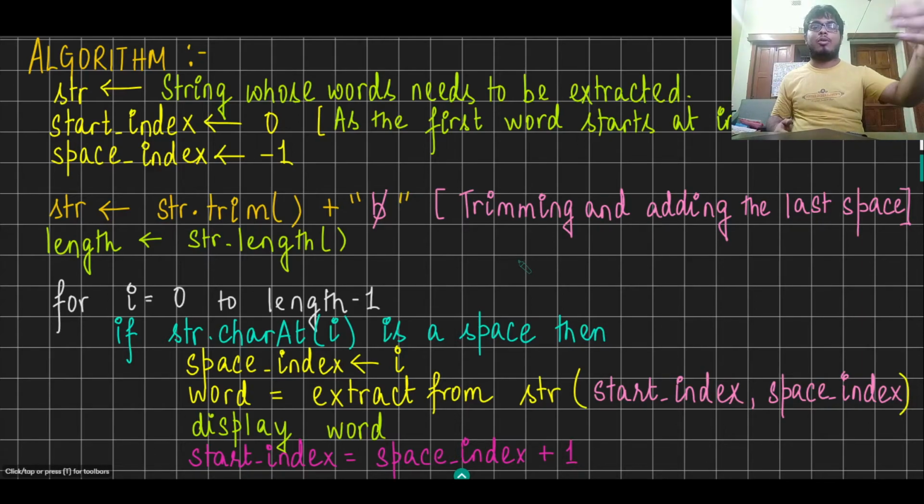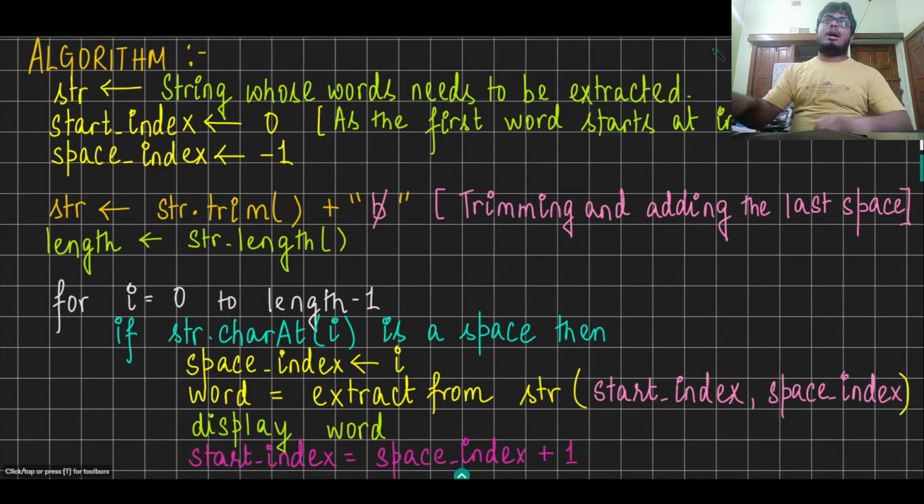So initially, for extracting the first word, we need to start extracting from the 0th index. Therefore, we initialize start index with 0. Now, at the very beginning, we don't know what our space indexes are. Therefore, we initialize it with the value -1.